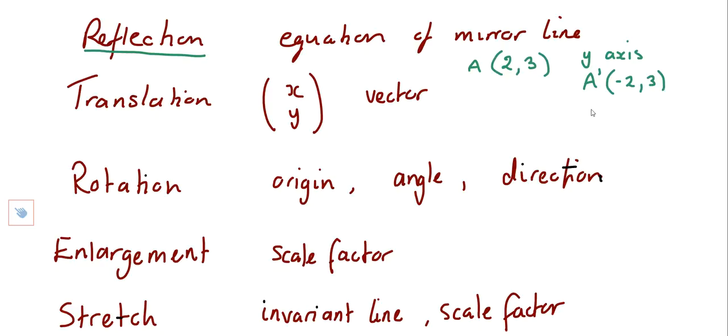Alright. What about if I reflect it in the x-axis? A dash would become (2, -3). Okay. Now what do you notice then about which coordinates change? The opposite one of the axis. Okay, so in this case, we're talking reflection, and if it's the y-axis, it's the x coordinate that's changed. If we reflect in the x-axis, it's the y coordinate that's changed.